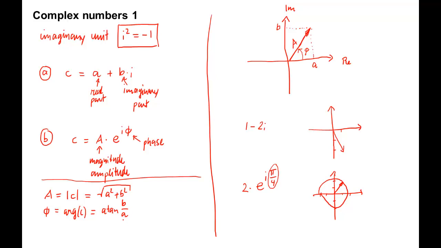In the other direction, the conversions are: lowercase a, which is called the real part of the complex number c, is equal to the magnitude times the cosine of the phase, and b, the imaginary part of c, is equal to the magnitude times the sine of phi. This way you can convert between the two representations, a in rectangular form and b in exponential form. Most of the time, the second representation in terms of amplitude and phase is more convenient in quantum mechanical calculations.